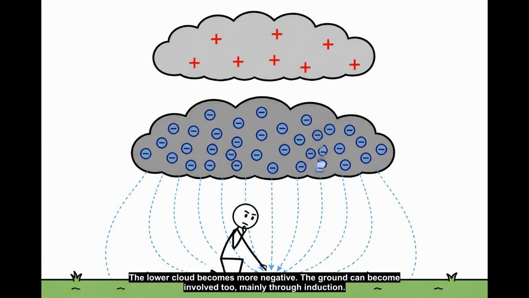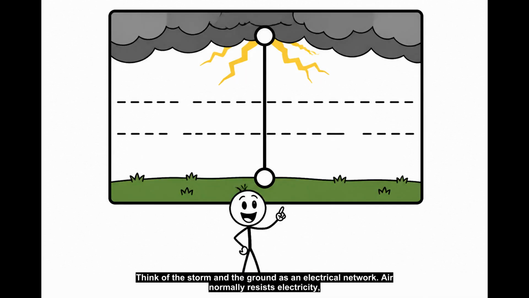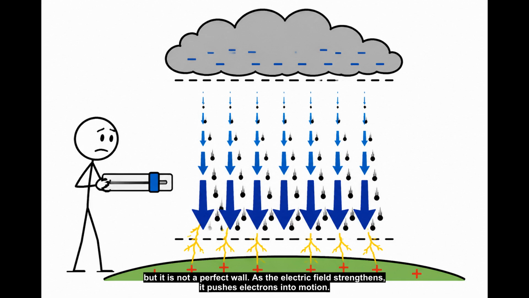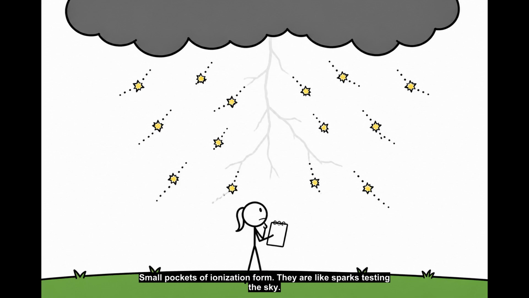The ground can become involved too, mainly through induction. Think of the storm and the ground as an electrical network. Air normally resists electricity. But it is not a perfect wall. As the electric field strengthens, it pushes electrons into motion. Small pockets of ionization form. They are like sparks testing the sky.